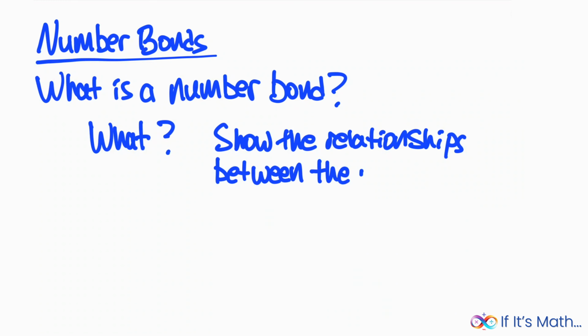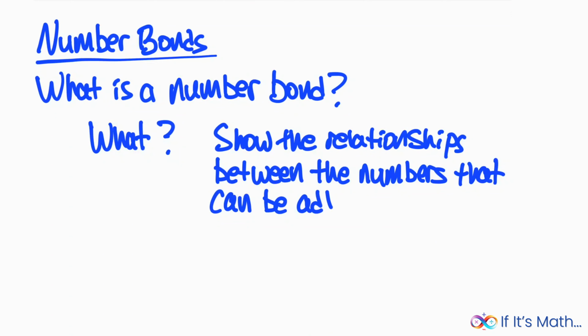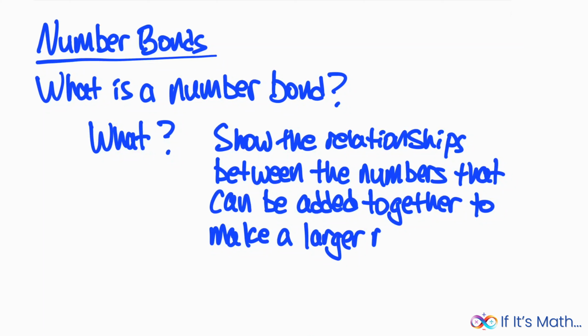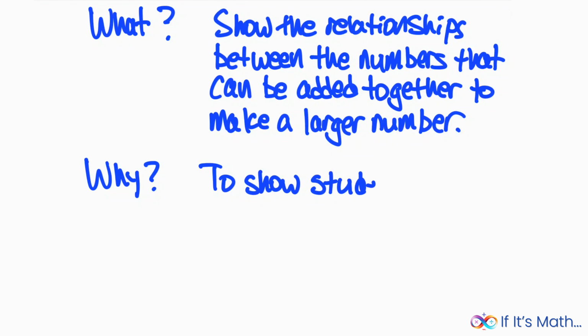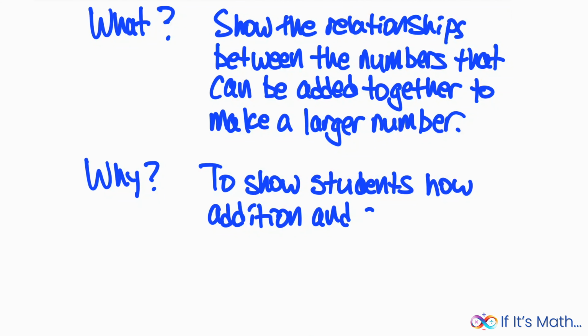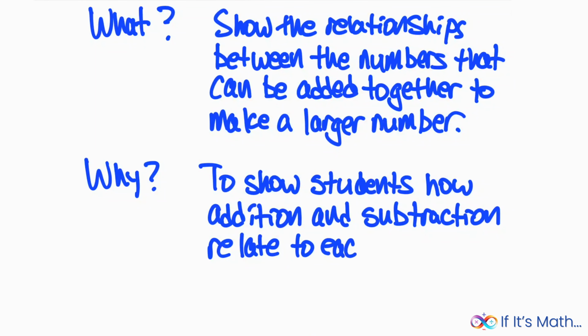Number bonds really show the relationships between the numbers that can be added together to make a larger number. So that's the general concept here. It's how two numbers are bonded together to form that larger number, and that's why it's called the number bond. But when you think about why kids are learning about number bonds, really it's a new way to show students how addition and subtraction relate to each other. And so these number bonds become a visual representation of the addition and subtraction facts between three sets of numbers.